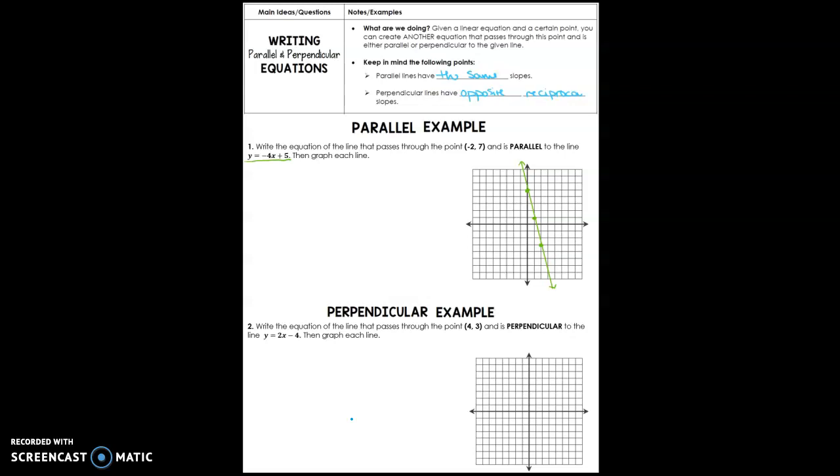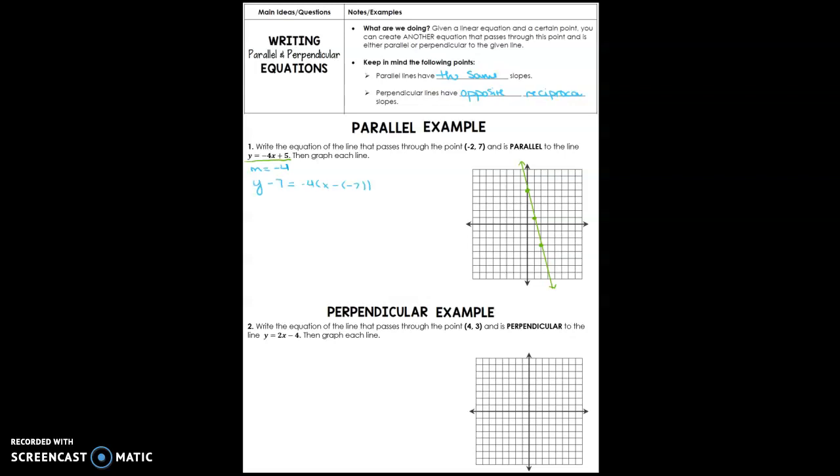Okay? And now what I want to do is find a line that passes through the point negative 2, 7. That's parallel to the line y equals negative 4x plus 5. So if it's parallel, then we have to have the same slope, which is m equals negative 4. So we have m equals negative 4, and now we just want to use that point. And so we're going to use point slope formula here.